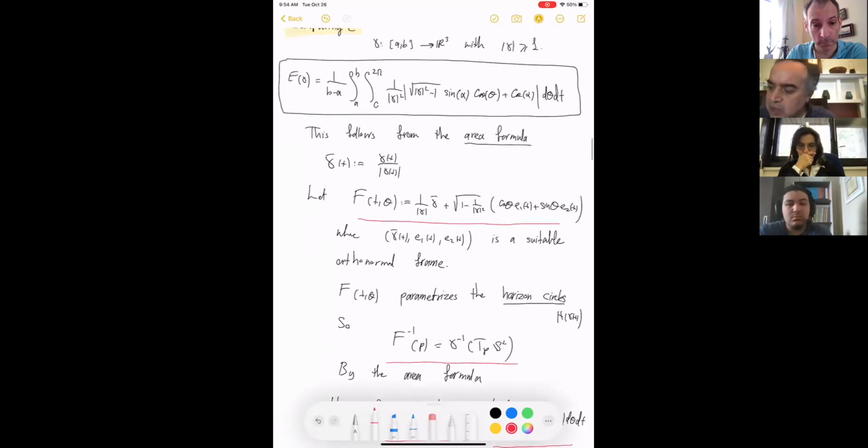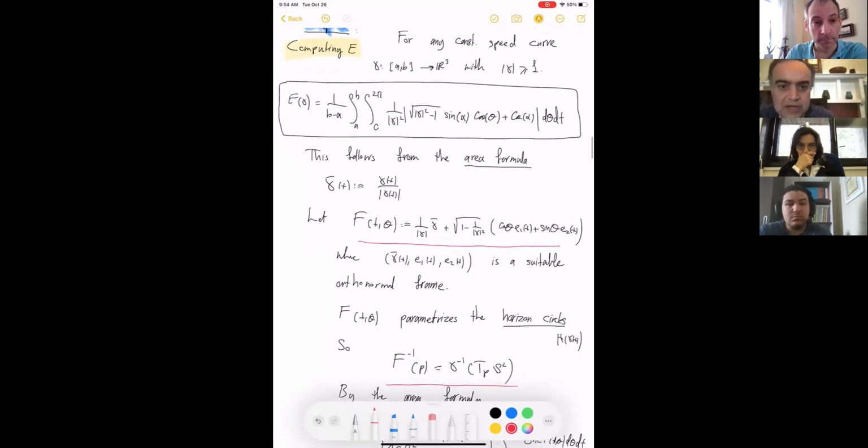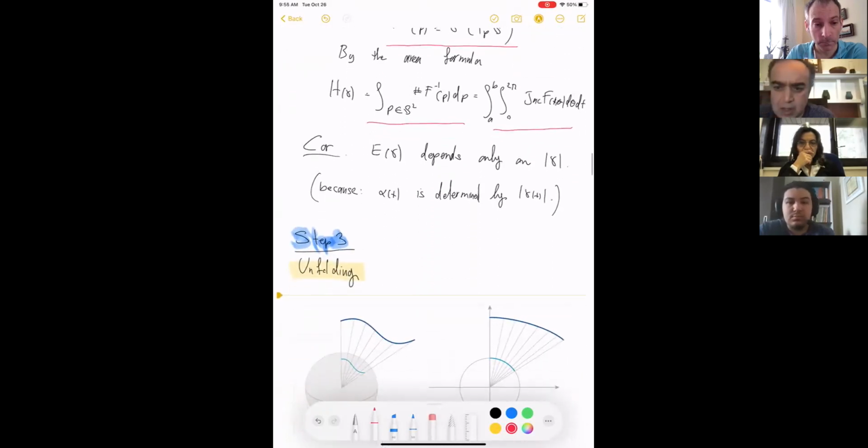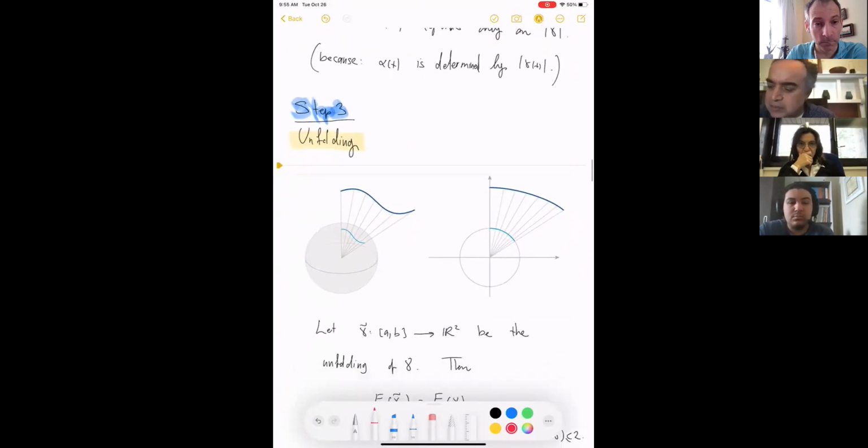And that gives you this formula. So now if you look at the formula, I guess the thing that we can note is that the efficiency depends only on the distance from the center, on the norm of the curve, plus the angle that the curve makes at each point with the position vector. Okay. Now, here's a geometric part of the proof.